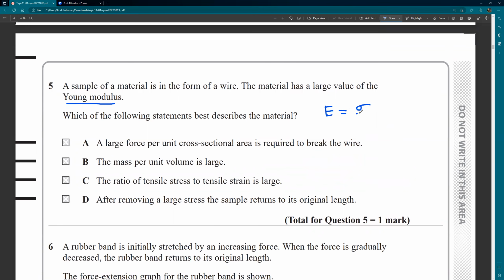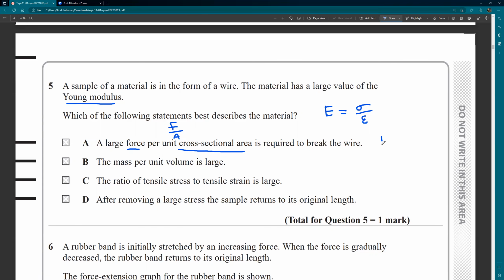So having a large Young's modulus will mean that your ratio of stress to strain, which is the definition of Young's modulus, is high. So which of the following four options tells me that the ratio of stress to strain is high? Well, let's look at A. A says a large force per unit cross-sectional area is required to break the wire. This is a force per cross-sectional area, so force over area. This is stress. So we're saying a large stress is required to break the wire. This is referring to the breaking stress.